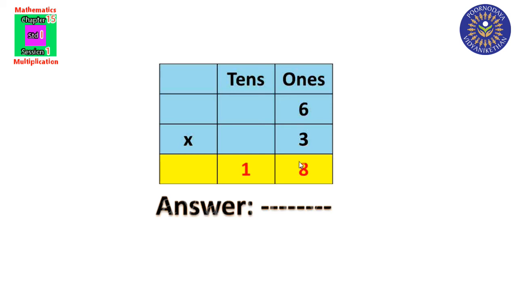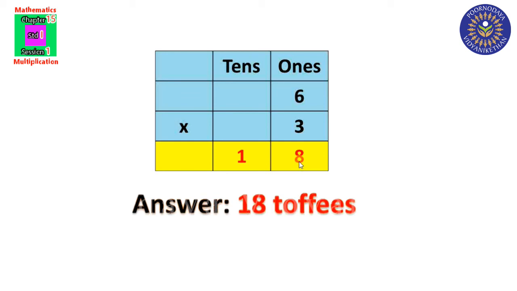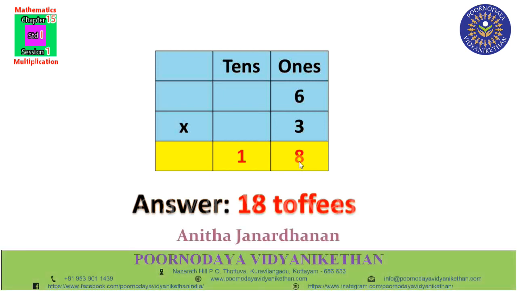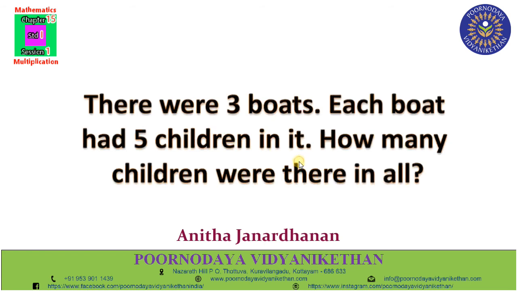So the answer is 18 toffees. Did you understand how to multiply two numbers? Yes, children. One more example.